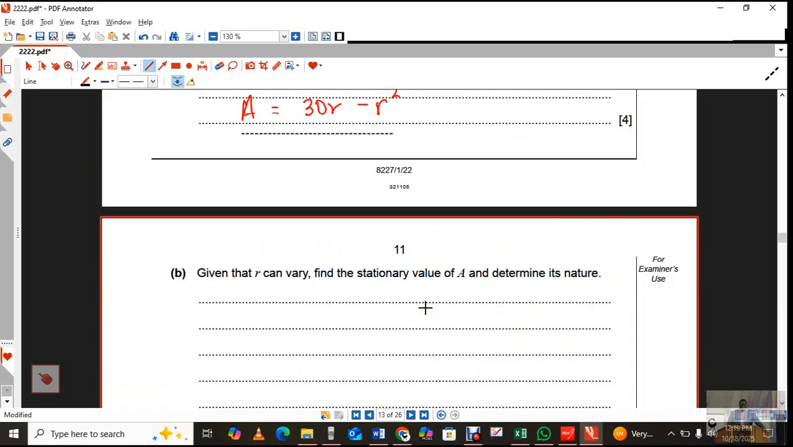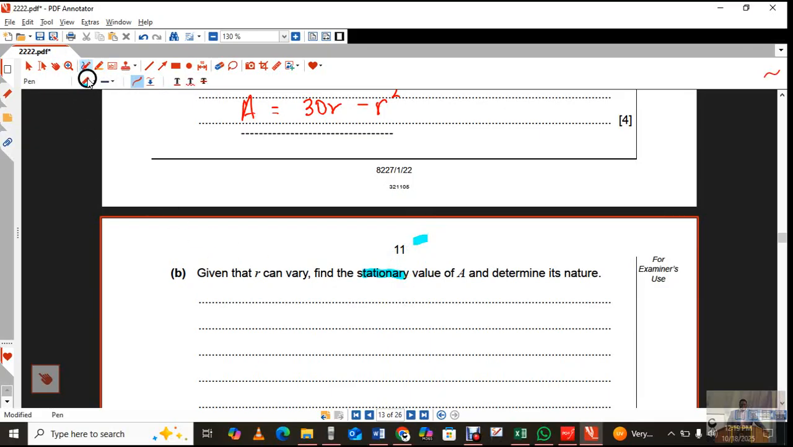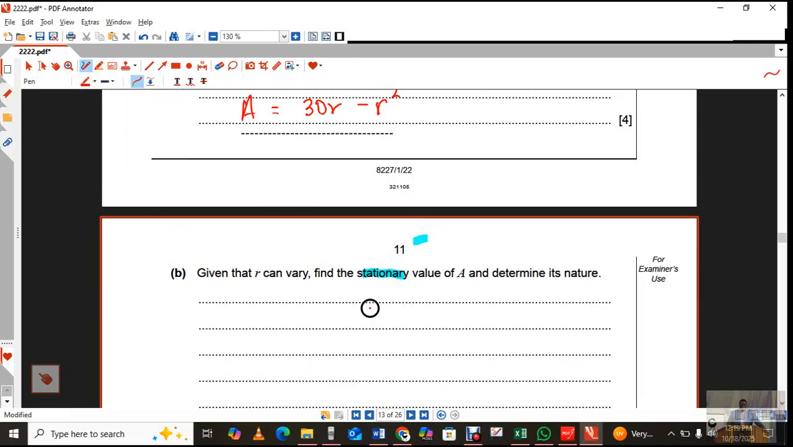Now, when they say given that r can vary, find a stationary value, this happens where dA/dr is equal to 0. So we need to find the derivative of that, okay? So just quickly write what it is. It's 30r minus r squared.